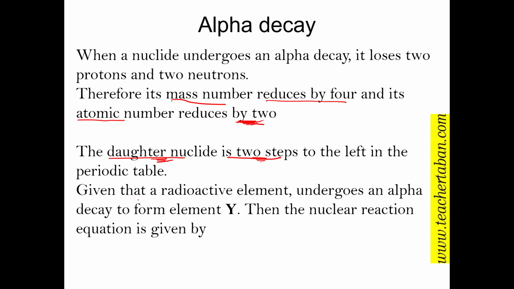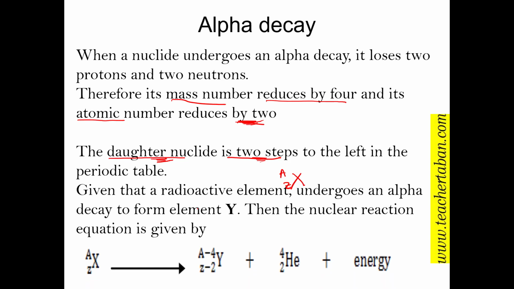Now let's have an example. Given a radioactive element X which undergoes an alpha decay to form another element Y, the nuclear equation for this process is given by this. In other words, on the left-hand side we have only one nuclide, which is X. We call this one the parent nuclide. It has an atomic mass A and atomic number Z. Now once this gives off an alpha particle, we can represent it like this, or we can even represent it as this, 4, 2, like that.